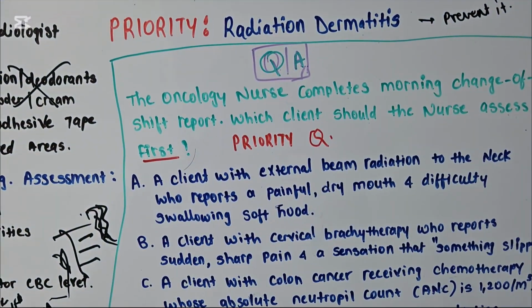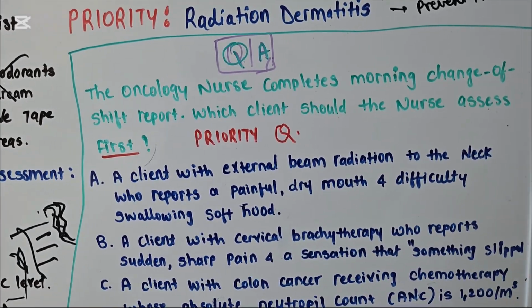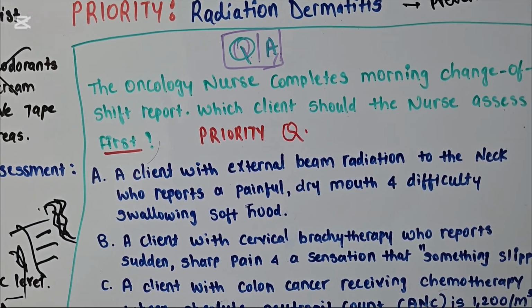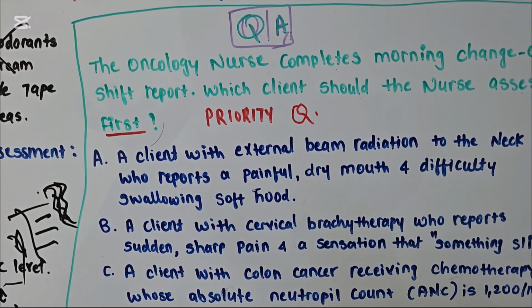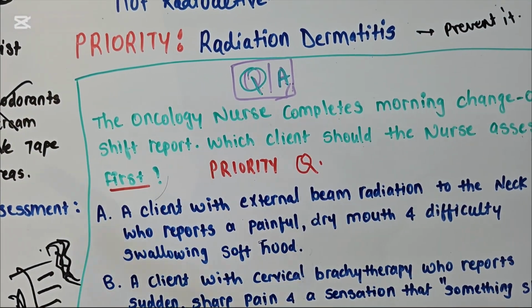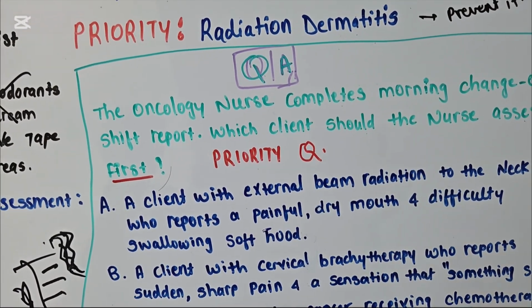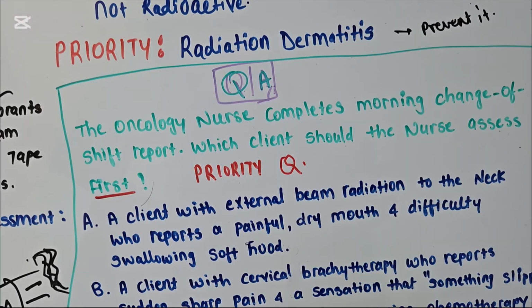As we promised, we'll be having the question and answer in this video. So the question of the day is: the oncology nurse completes a morning change of shift report. Which client should the nurse assess first? This is a priority question, so let's see the options. I hope you all got the question: the oncology nurse is doing the morning change of shift, and as soon as the nurse enters the ward, which person should she go and check on first?